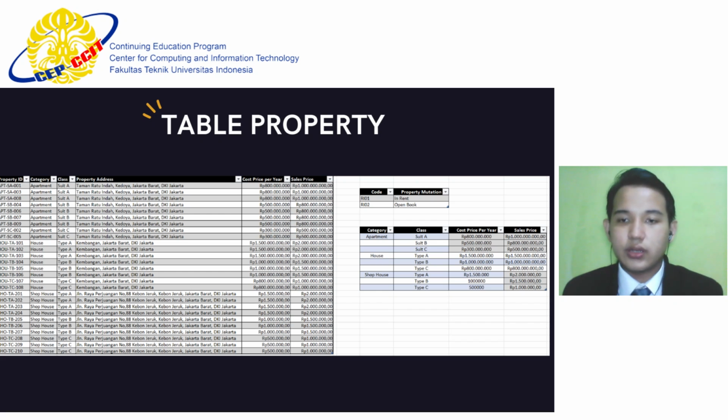And for the lower one on the right, there is a small table that consists of 4 columns: category, class, cost price per year, and sales price.